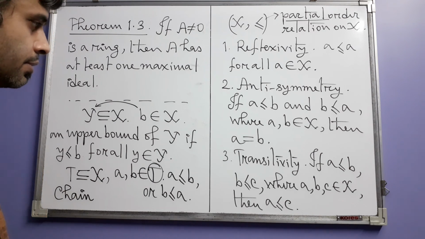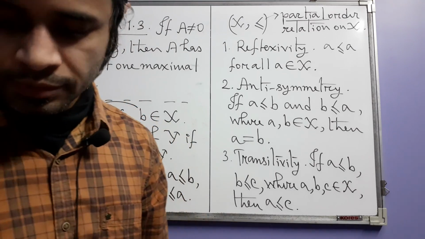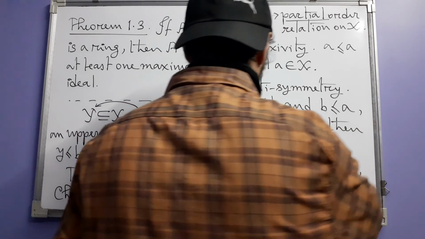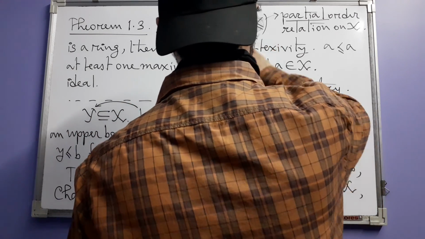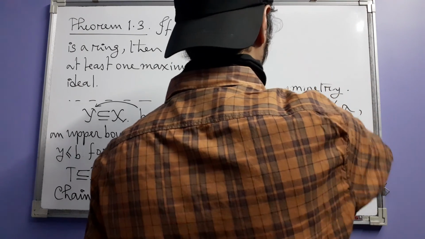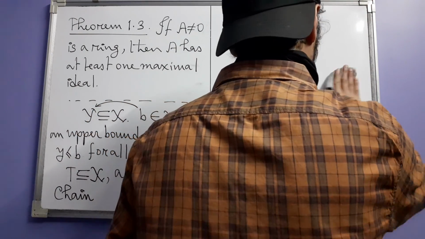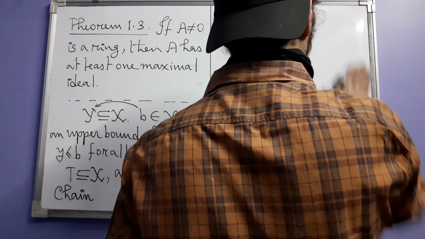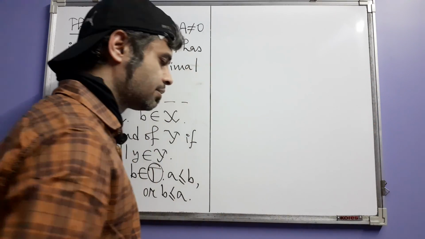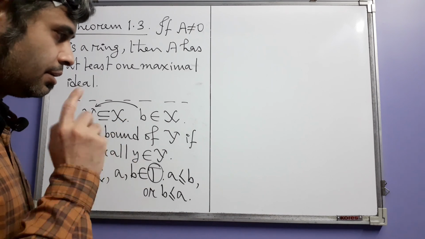Okay. We need one more thing about all these things. So you have seen what partially ordered sets are, what totally ordered sets or chains are. In a chain, any two elements are related in one way or another. But we still need one more thing.